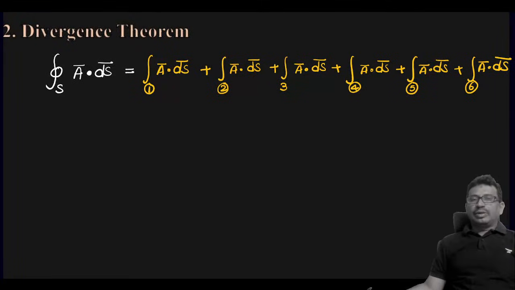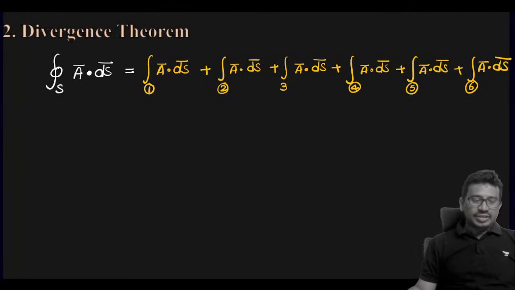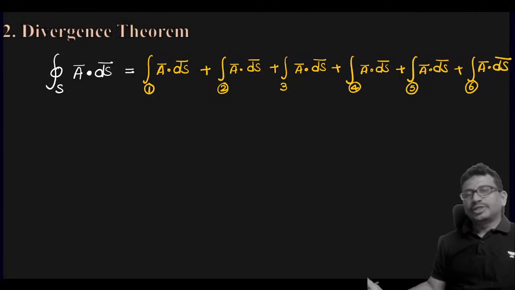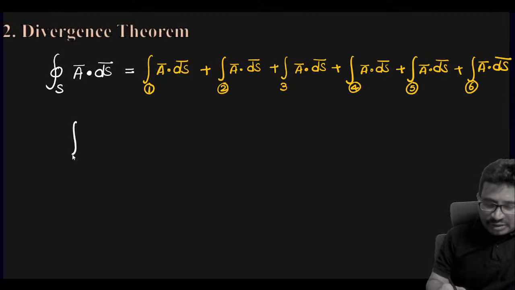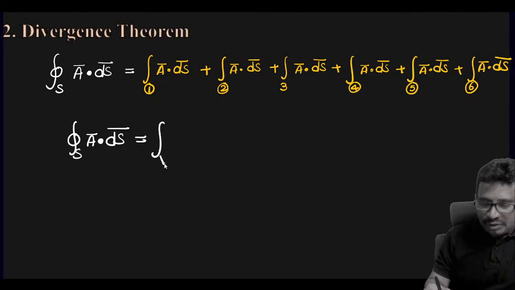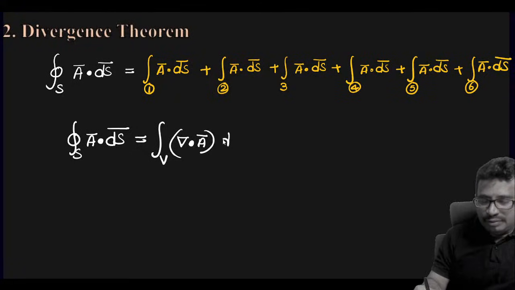Instead of doing all these many integrals, we are converting this closed surface into a volume. Based upon that, this closed surface integral of A bar dot dS we are converting into a single volume integral, which is equal to the volume integration of del dot A dV.